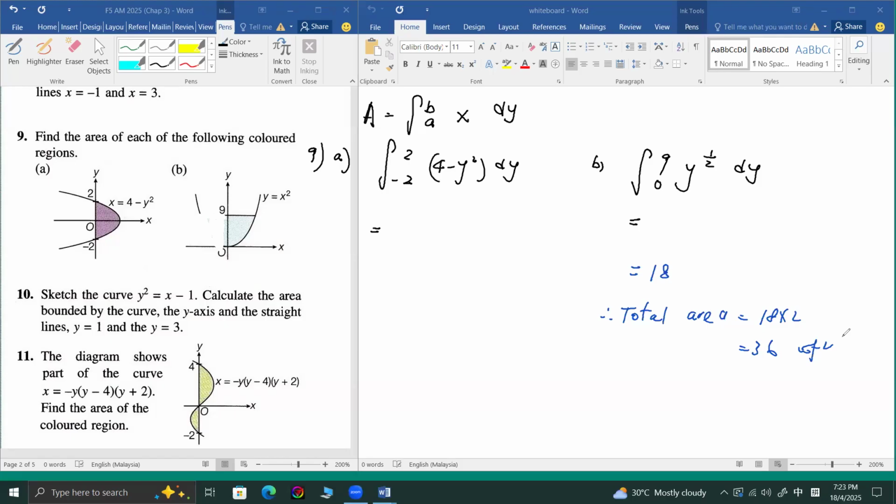So take note of these questions. Same thing for y as this one: to the right of y is positive, to the left of y is negative.